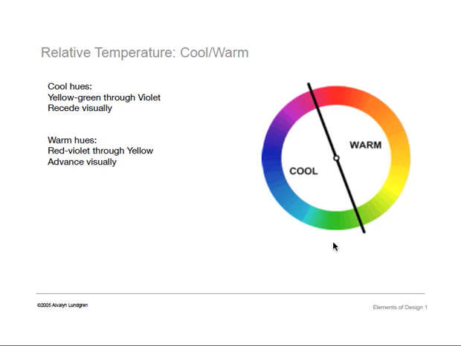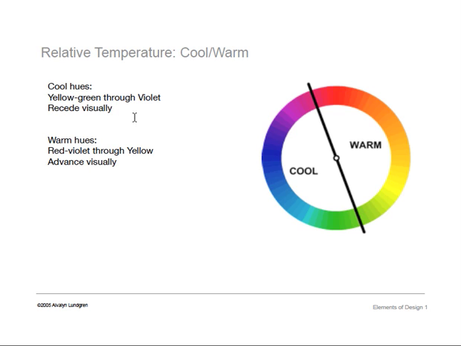Color temperature is how we associate color with coolness or warmth. Basically, that's a visual understanding. Warm colors are associated with sunlight and fire, and cool colors are associated with water and cool things. Generally speaking, the hues from yellow-green all the way around through violet are considered cool, and red-violet around through yellow are considered warm.